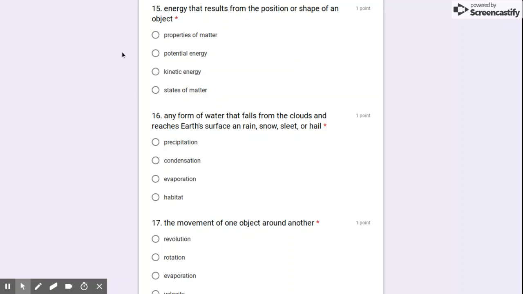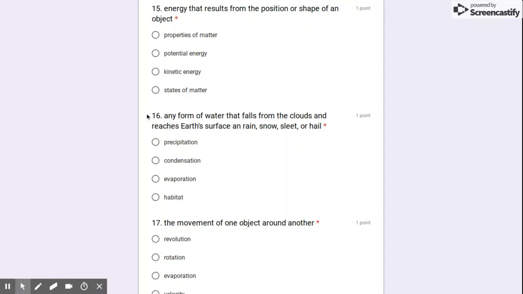Number 15. Energy that results from the position or shape of an object. Properties of matter. Potential energy. Kinetic energy. States of matter.